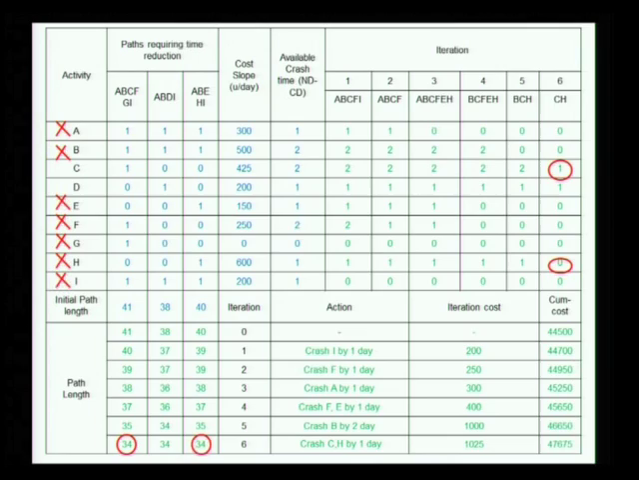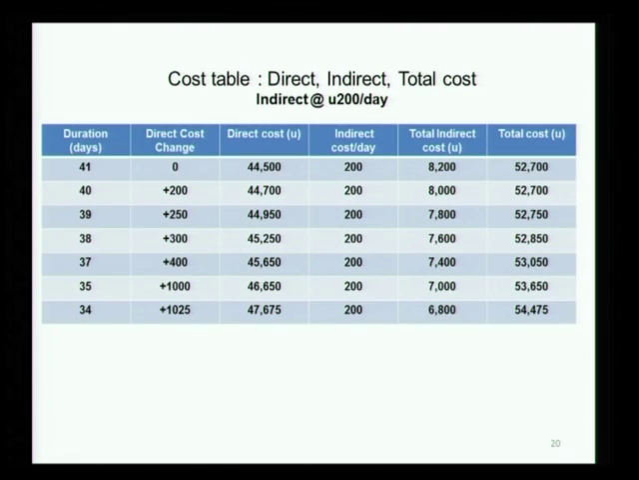Okay. Now this is what we land up with as the total. So you remember the indirect cost was given at 200 per day. So you can see we have done this calculation where we are showing the direct cost as it increases, the indirect cost at 200, the total indirect cost, and the total direct plus indirect cost. And you can see from here that there are two durations at which the cost is minimum. Why is that? After that, it is increasing.